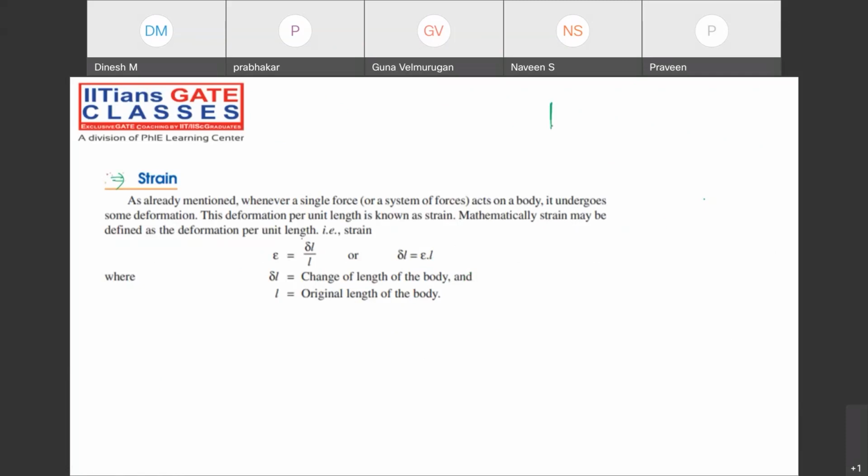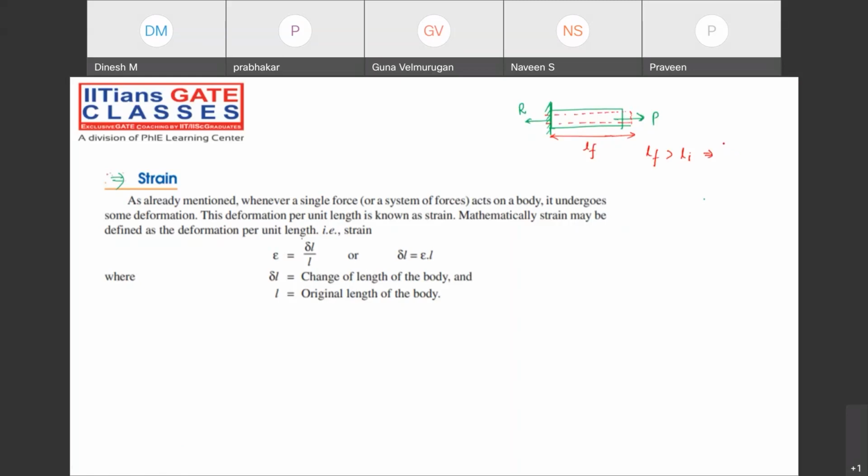Suppose any body is there which is fixed. When I load it by an amount P, what will happen at the fixed end? A resistance, a reaction force, will be developed, and because of the load, there is some kind of deformation. The final length will be more than the initial length.